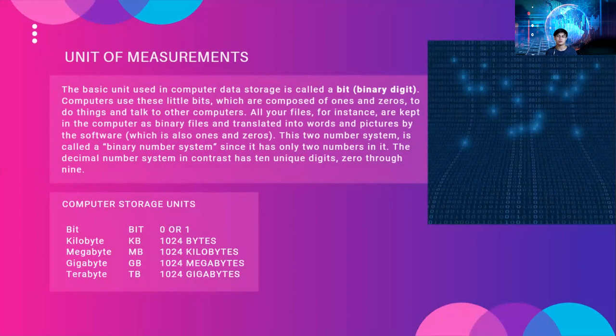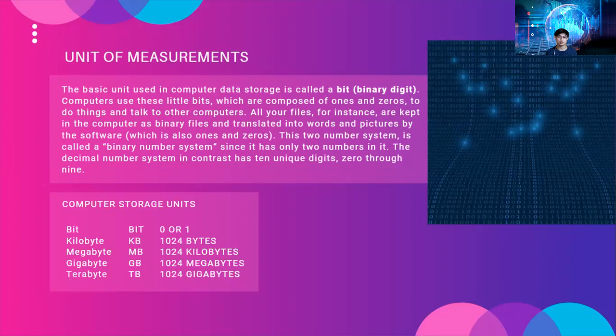So I know, guys, that you're not yet very familiar with this, but don't worry, because in the next chapters we will cover it. Computers use these little bits, which are composed of ones and zeros, to do things and talk to computers. When you provide inputs to your computer, it will be processed, and the computer translates it to its computer language, to binary digits, to one and zero, to do things and talk to other computers. So all your files, for instance, are kept in the computer as binary files and translated into words and pictures by the software, which is also ones and zeros. So this two number system is called a binary number system, since it has only two numbers in it.